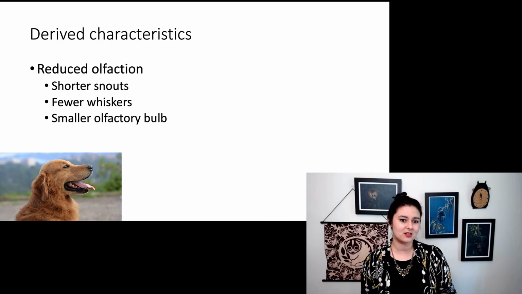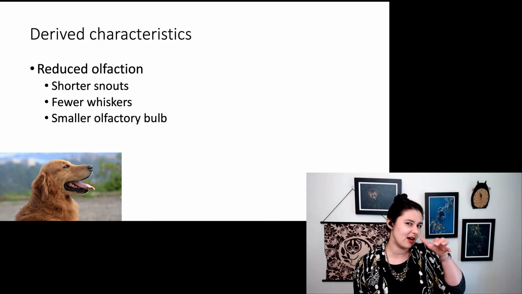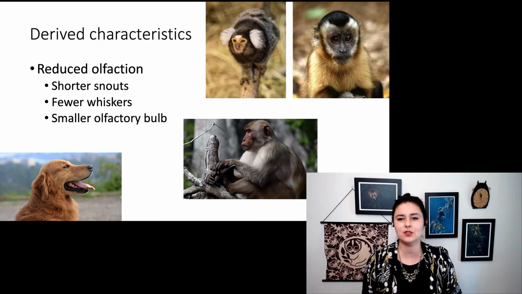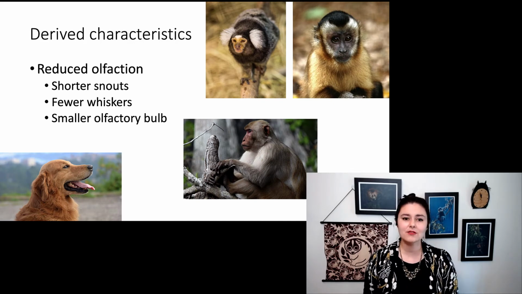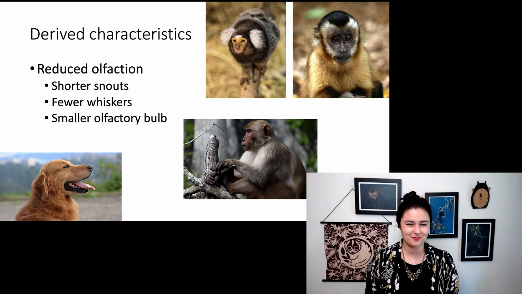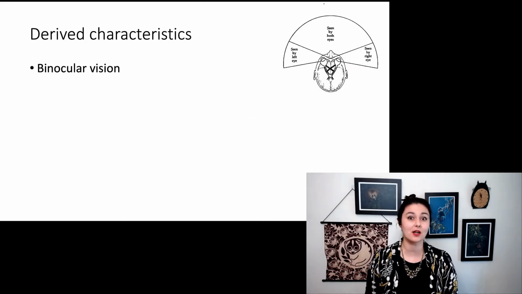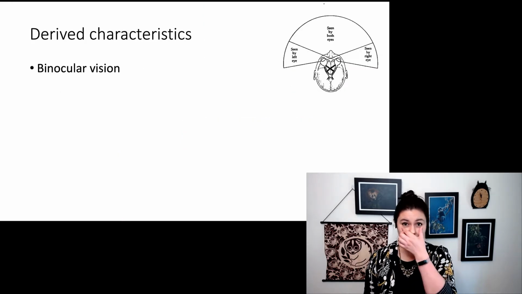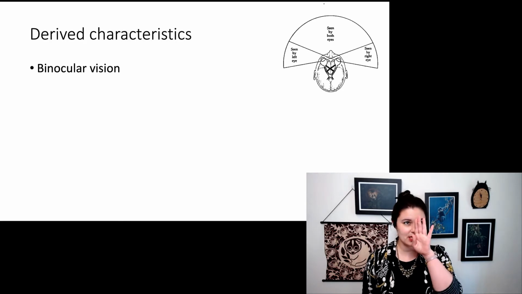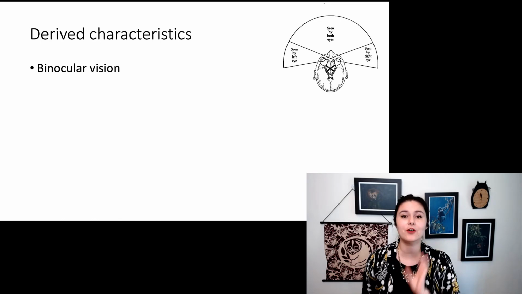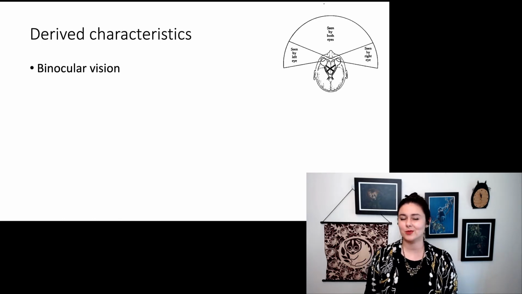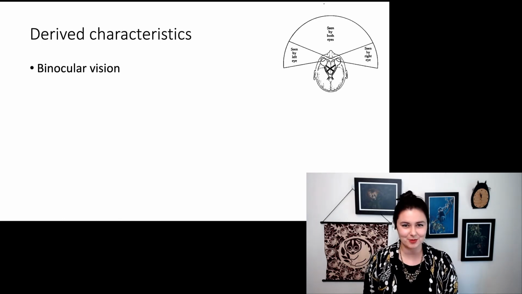You can compare this here to the dog. See how long their snout is? There's just more room for their nose. And if we look at those primates, and include yourself, none of these have long snouts. Next, we have something called binocular vision. Our eyes are forward facing, and this means that what can be seen by each individual eye has a big period of overlap in the middle. So that means we are really good at depth perception.